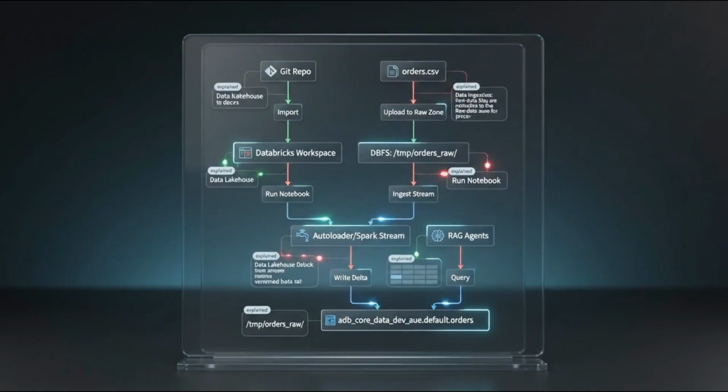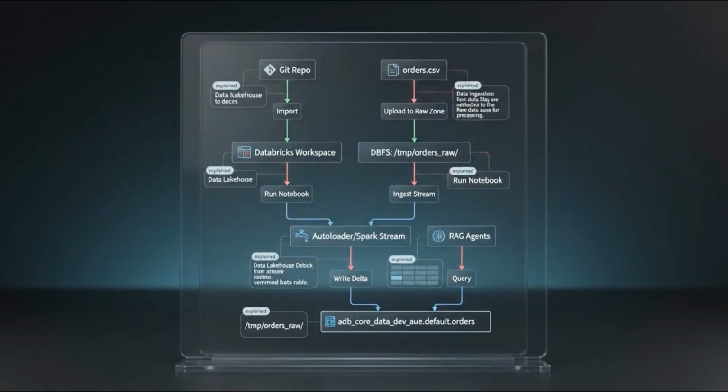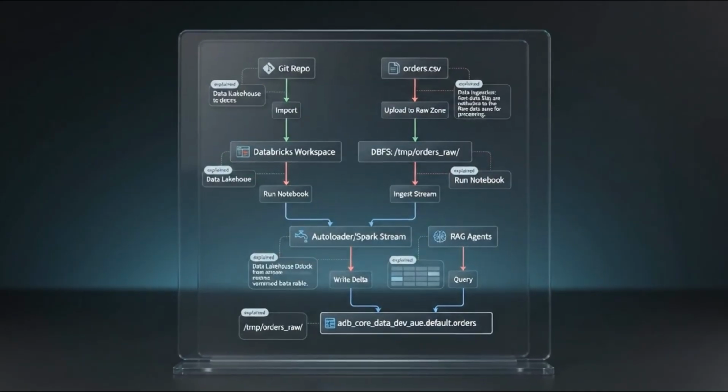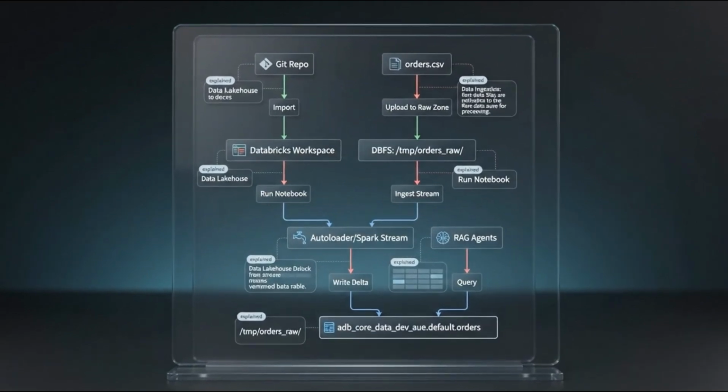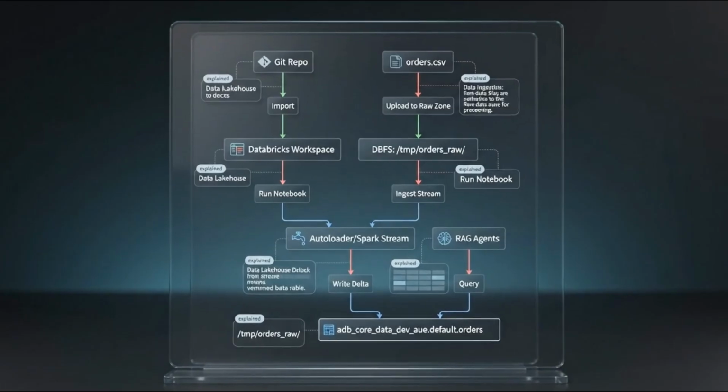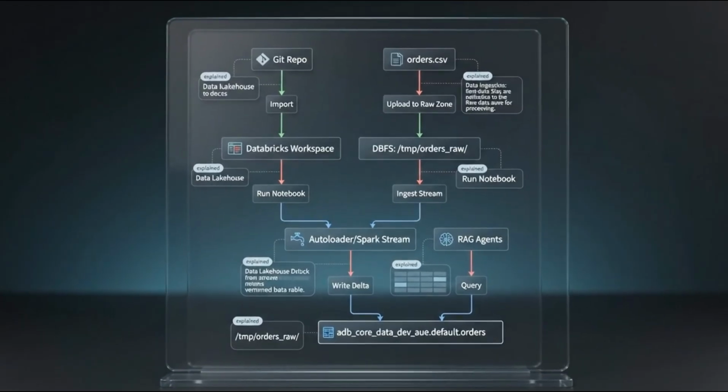On the left side, we have our code base. We clone this repository directly into our Databricks workspace using Git folders. This gives us our Jupyter notebook and Python modules natively on the cluster, ready to run. The next will be streaming data ingestion.